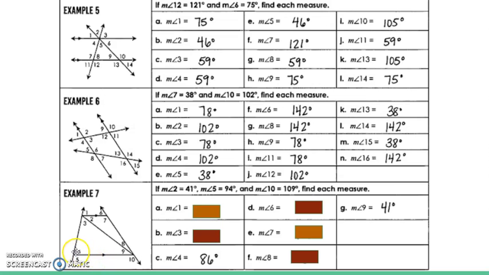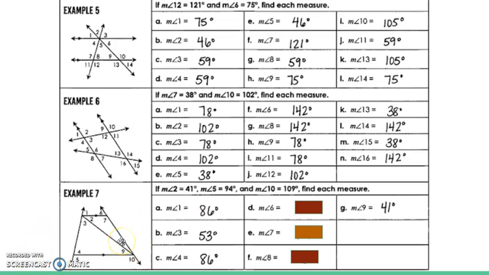Now that I know angle 4 and angle 9, I can figure out angle 3 because they're making a triangle. So I can subtract 86 and 41 from 180 to find that the measure of angle 3 is 53 degrees. 1, 2, and 3 are going to make supplementary angles. So if I subtract 53 and 41 from 180, I find that the measure of angle 1 is 86 degrees.